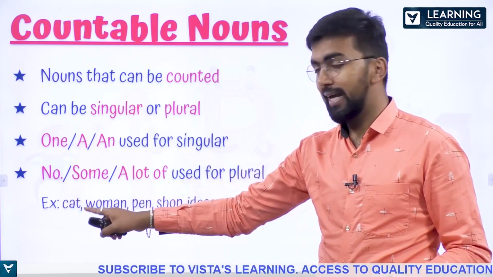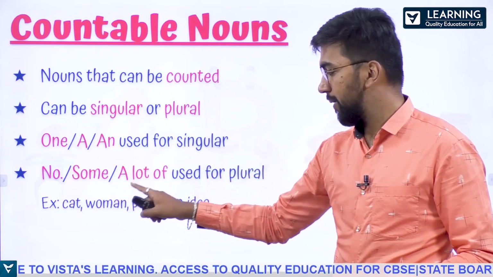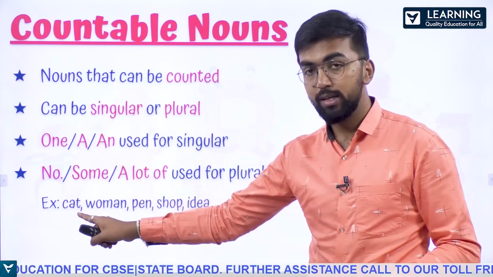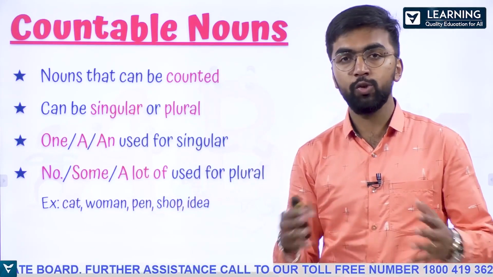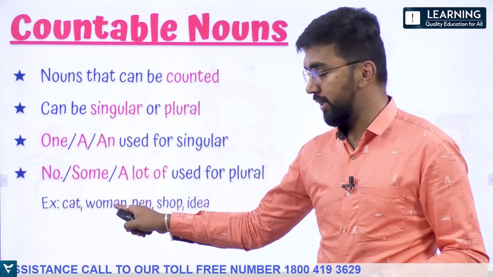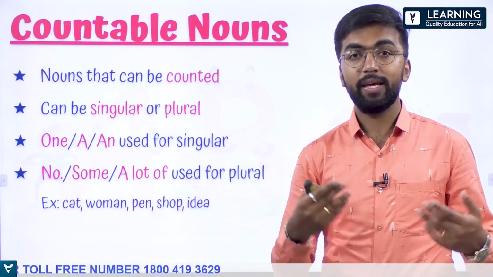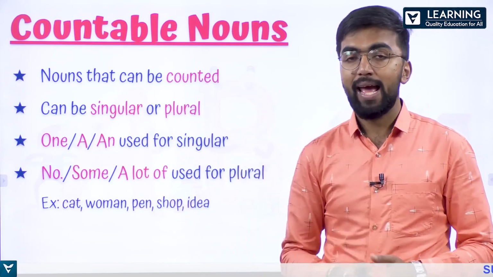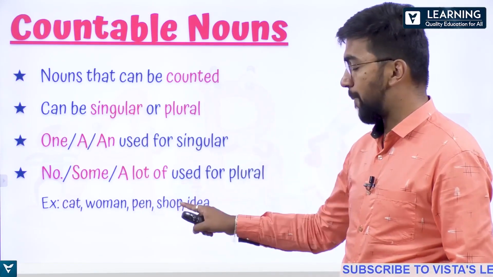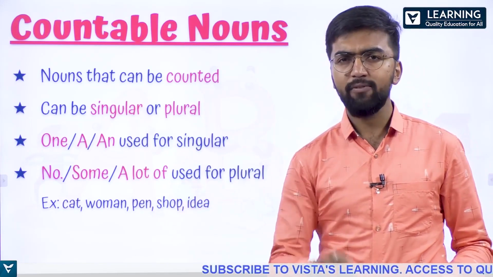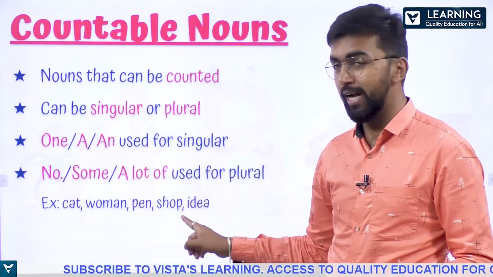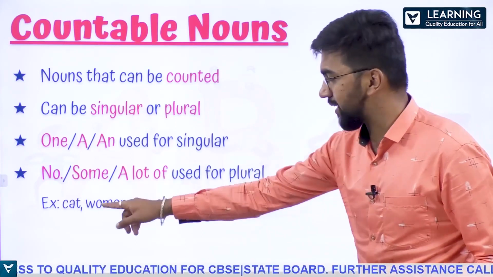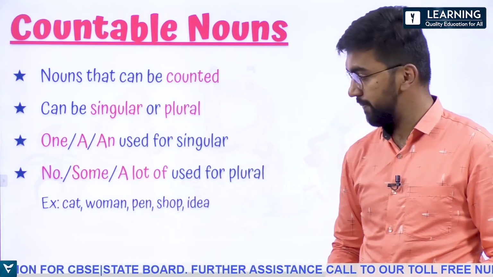Some examples: cat, woman, pen, shop, idea. You can count cat, either 1 cat or 2 cats or more. Woman, it's 1 woman, 3 women, like we had discussed earlier. Pen, just 1 pen and many pens. Shop and shops. I have an idea, 1 idea, or 5 ideas. Hence, these are all examples of countable nouns.